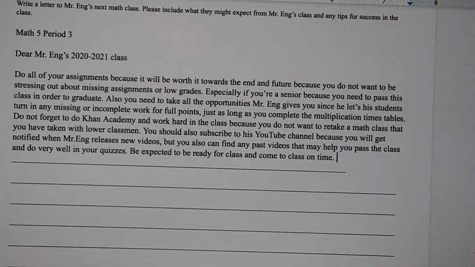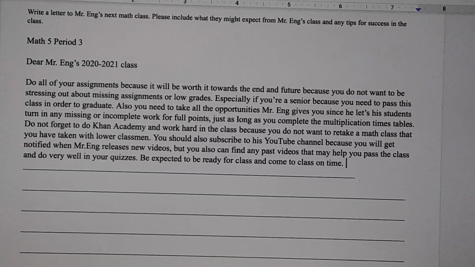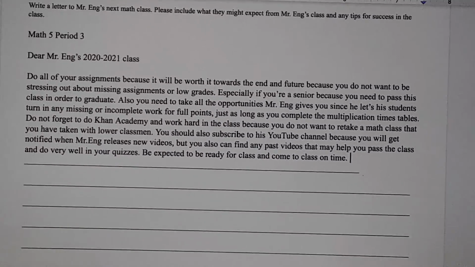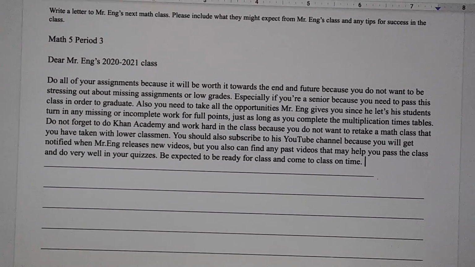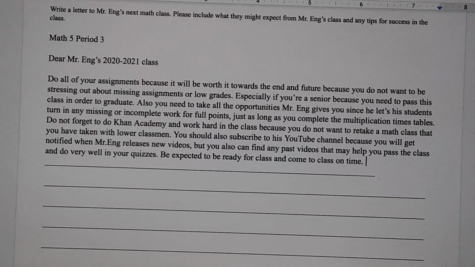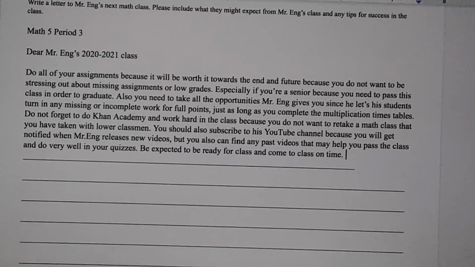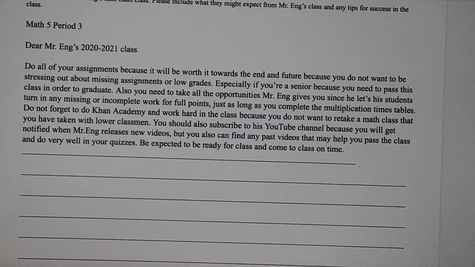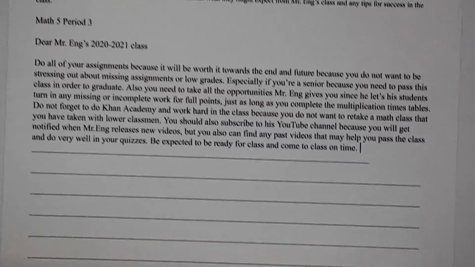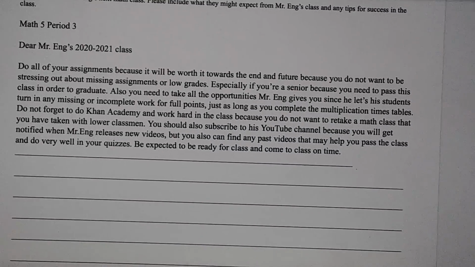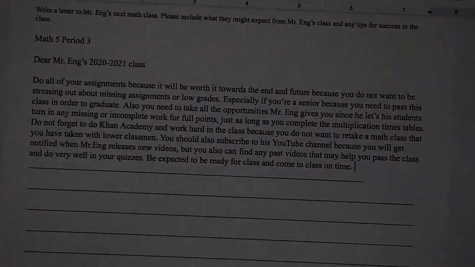Be expected to be ready for class and come to class on time. Especially if you know you're one of those students that always comes late to class, you should always be ready on time in Mr. Eng's class, since if you are not on time, then you will get your name put on the board, which will then affect you.